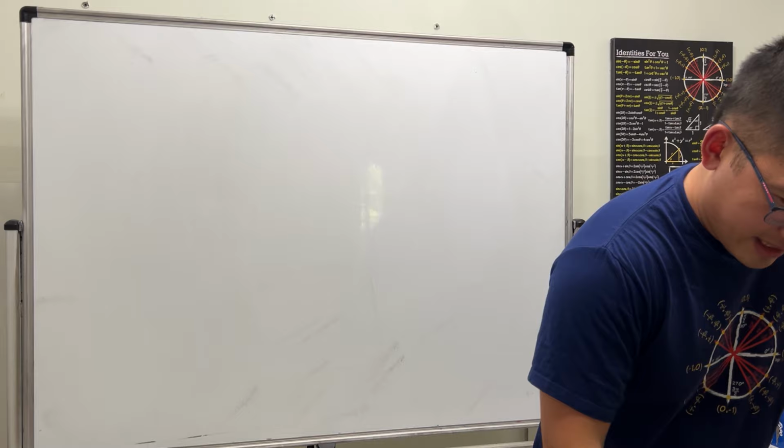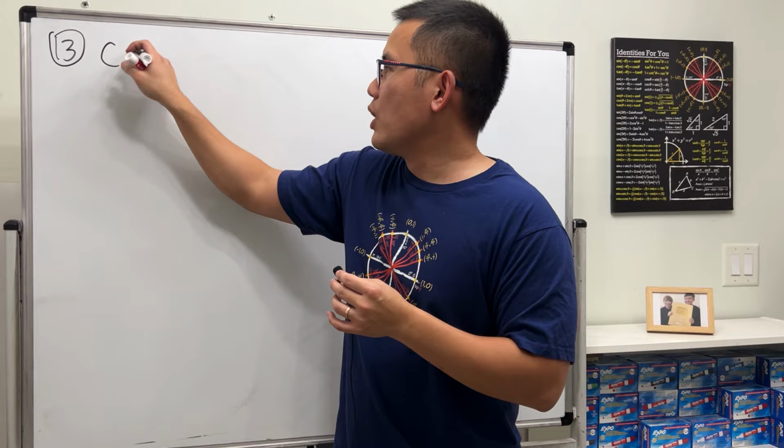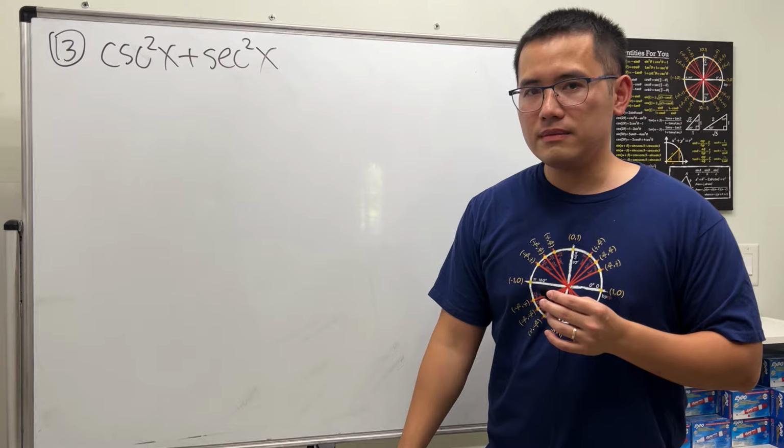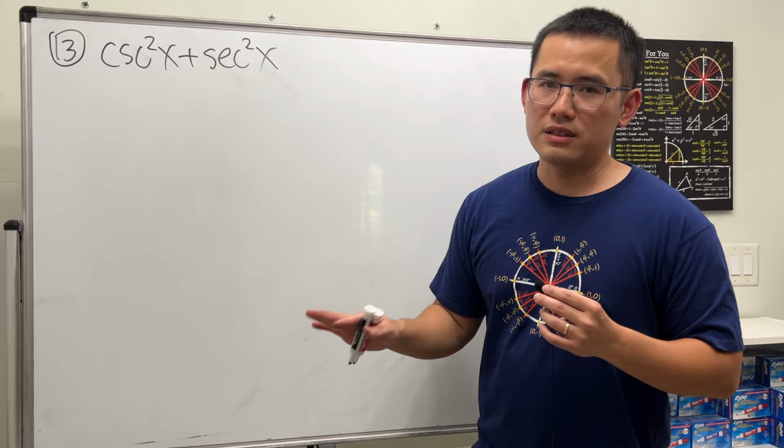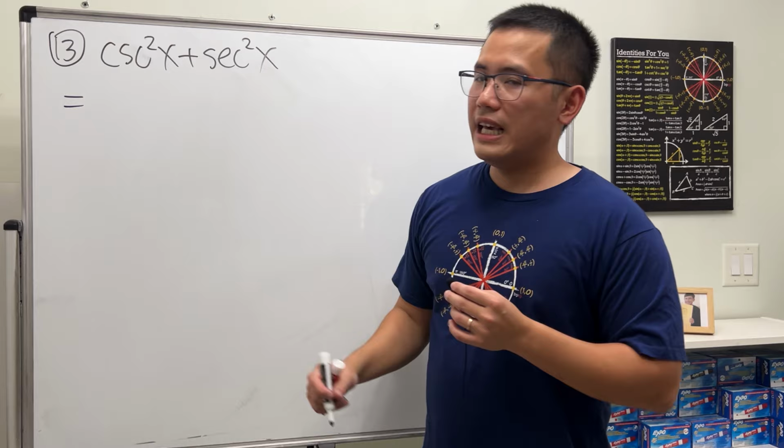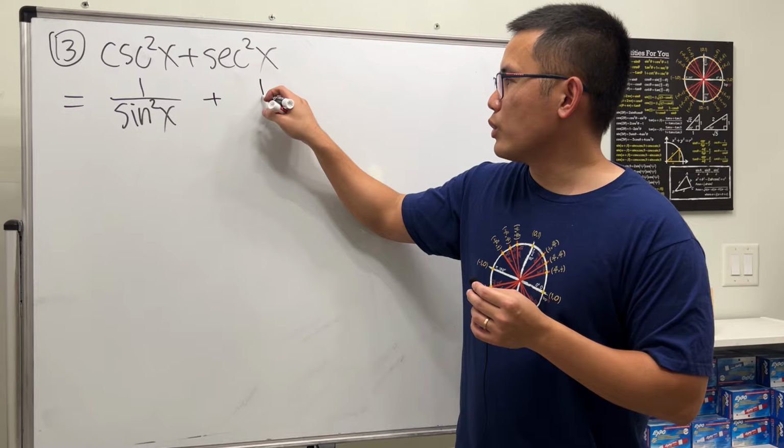Oh, number 13, I like this a lot. Cosecant square x plus secant square x. A lot of students, when they first look at this, will just say the answer is equal to 1, but it's not. Why do they say the answer is equal to 1? Check this out. Cosecant is the same as 1 over sine, and this is the second power, so it's 1 over sine squared x. Right here, secant is 1 over cosine, so this is 1 over cosine squared x.